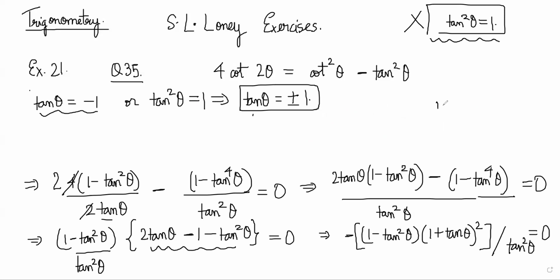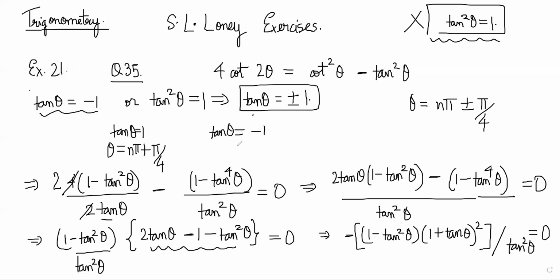So the answer will be n pi plus minus pi by 4. 2 n pi, no? What is the formula for tan theta? Theta equal to. Oh, yes. The formula has n pi. If tan theta is 1, you get n pi plus pi by 4. And if tan theta is minus 1, you get n pi minus pi by 4. Oh, yes, yes. Do you understand how this is coming? Yes, sir.